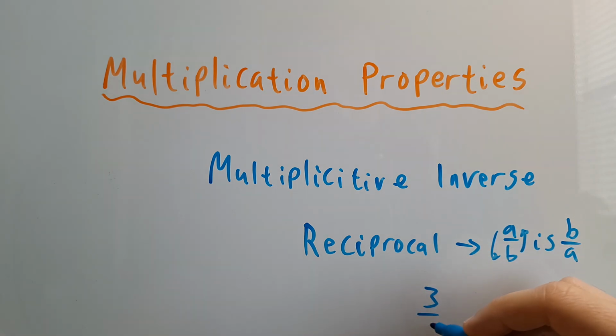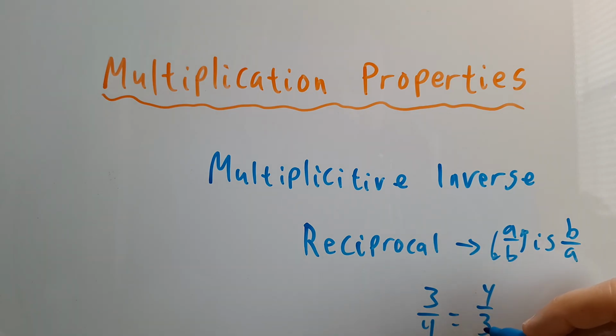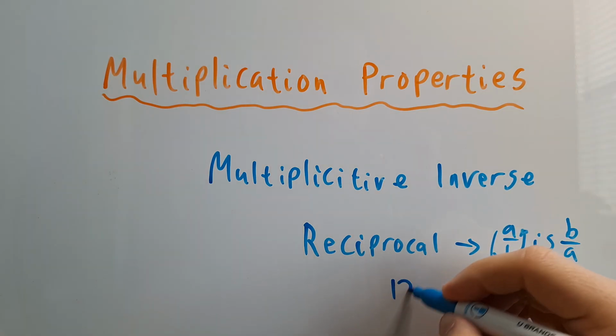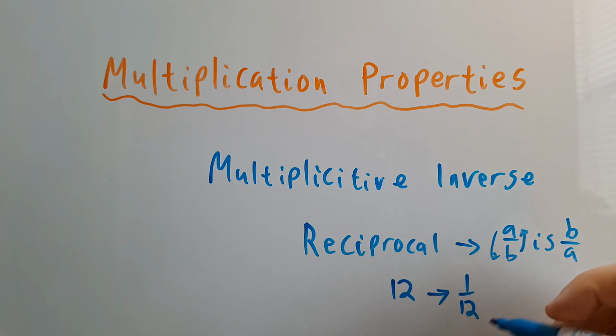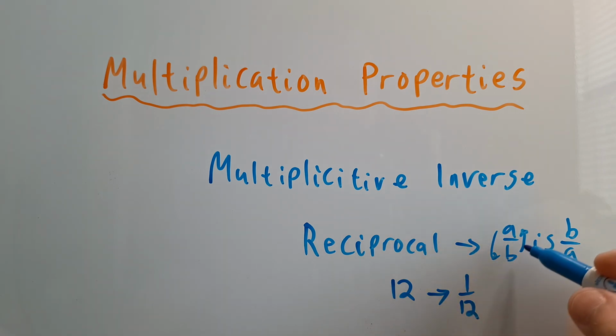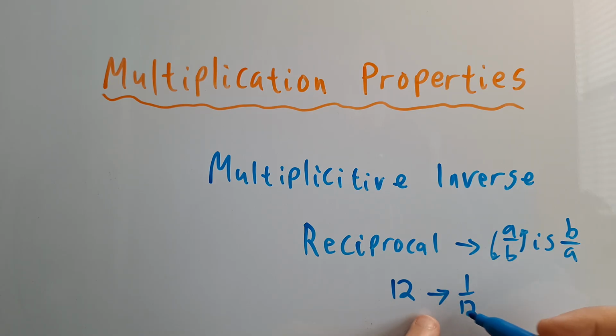So the reciprocal of 3 over 4 is equal to 4 over 3. And if I had a regular whole number, such as 12, its reciprocal would be 1 over 12. Because remember, 12 can also be written as 12 over 1. Remember, we don't write our numbers like this because it just looks weird. So just to recall, reciprocals means you're interchanging the top and the bottom numbers to get the following.